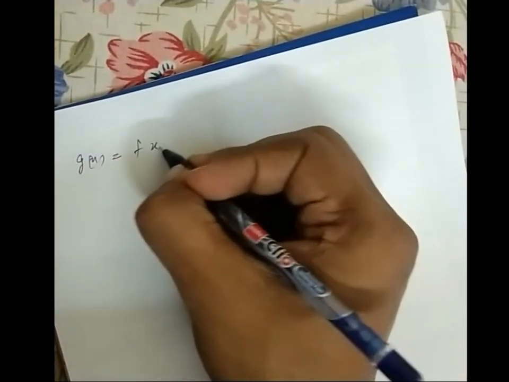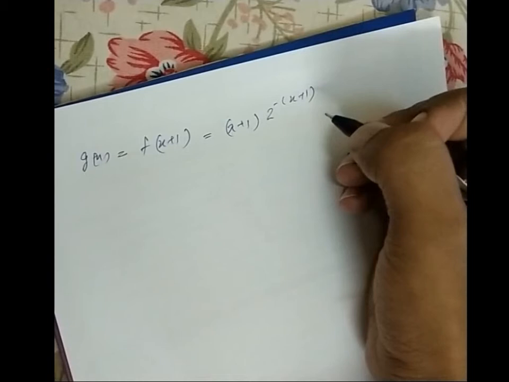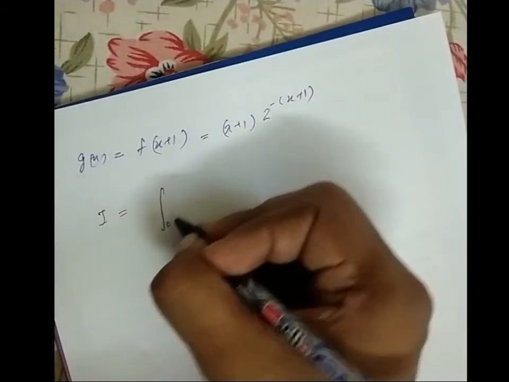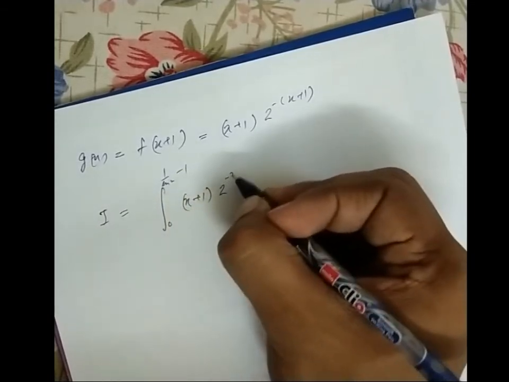So question number 28 says we have to calculate the integral of g(x) from 0 to 1 by ln 2 minus 1. So we have also already seen that f(x) is increasing in minus infinity to 1 by ln 2. So the maximum value of g(x) would occur when t is equal to x plus 1. So g(x) would be equal to f of x plus 1, which is equal to (x plus 1) 2 to the power minus (x plus 1). Okay, now we need to find the integral from 0 to 1 by ln 2 minus 1 of (x plus 1) 2 to the power minus (x plus 1).